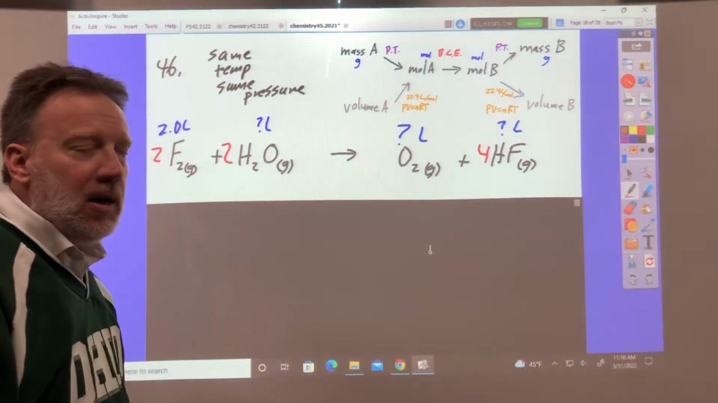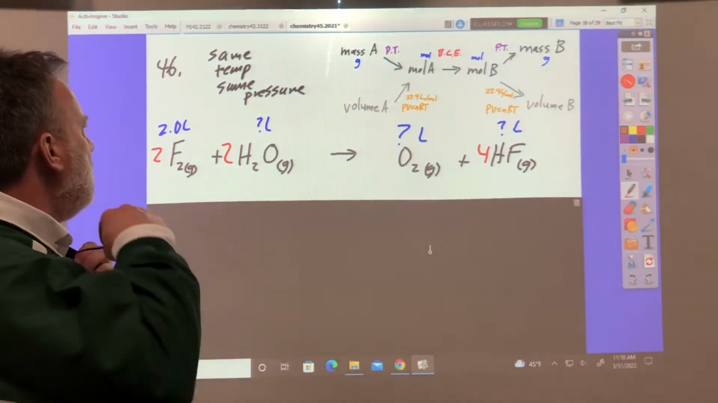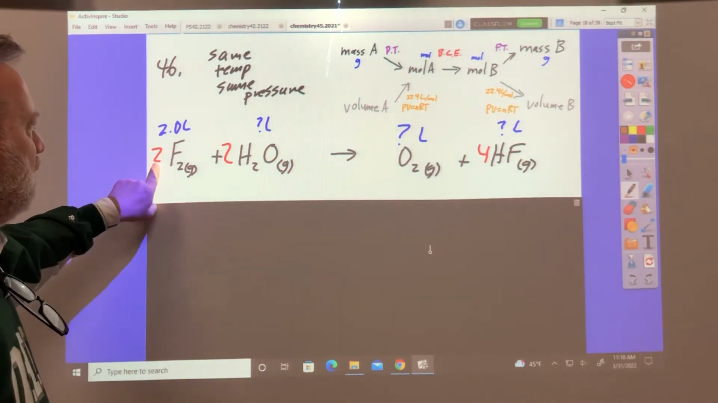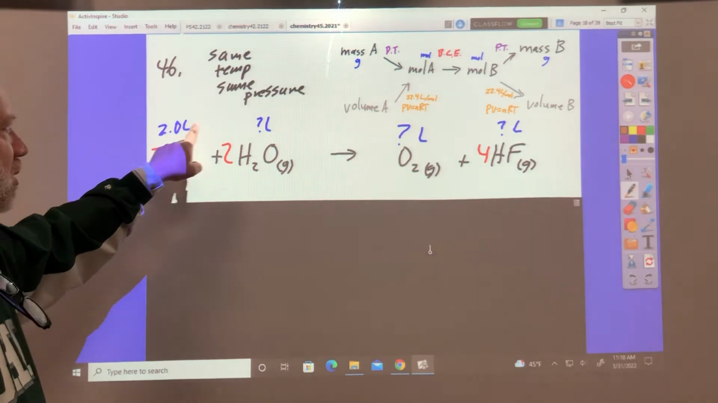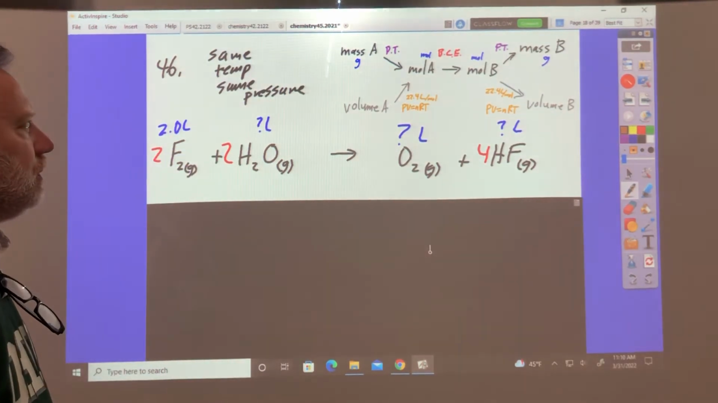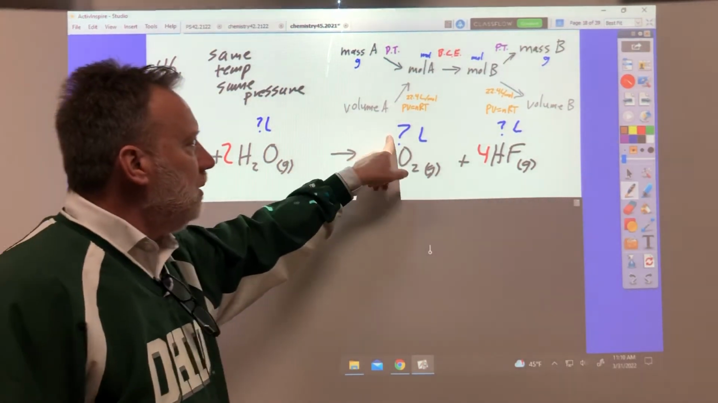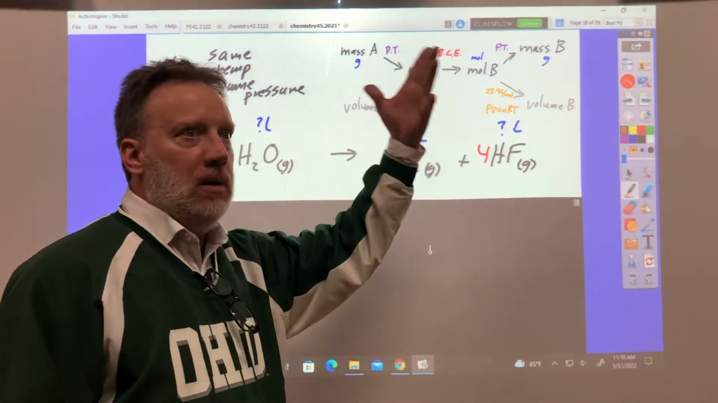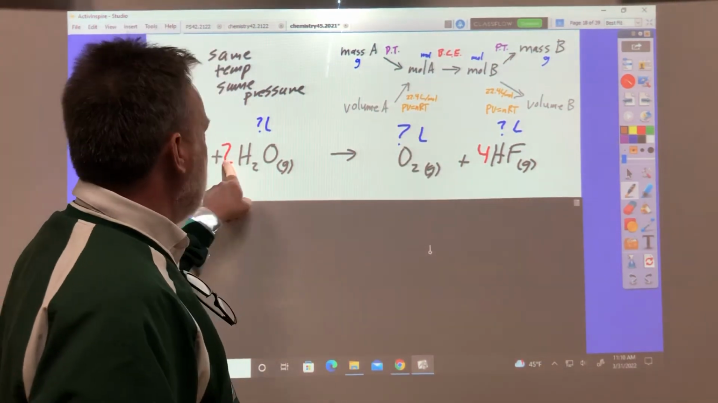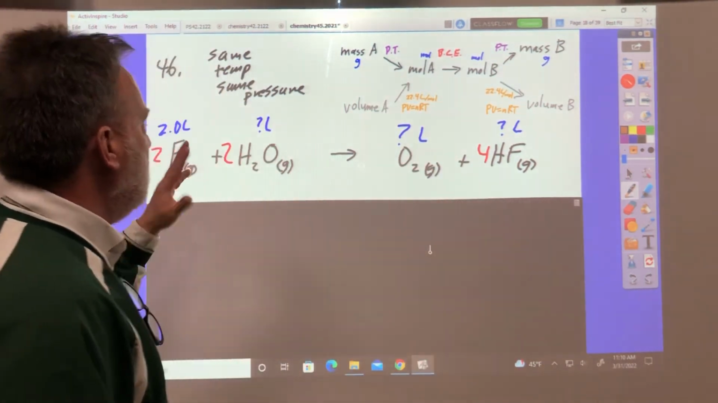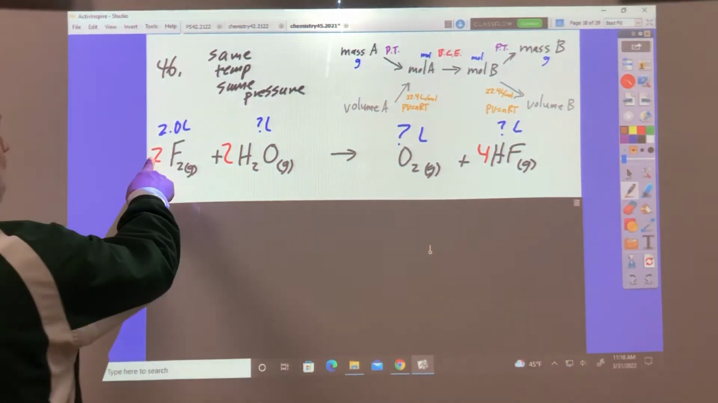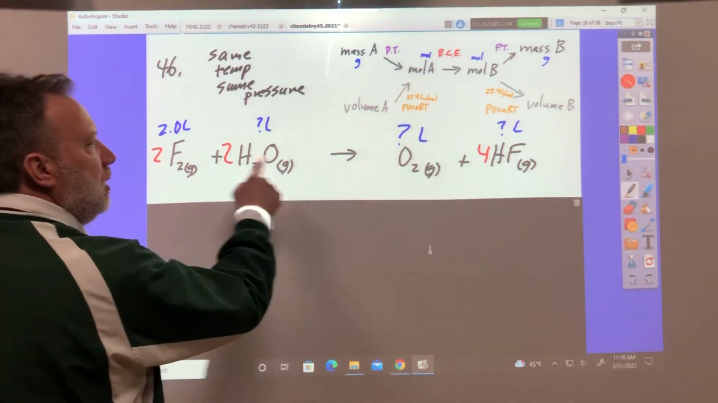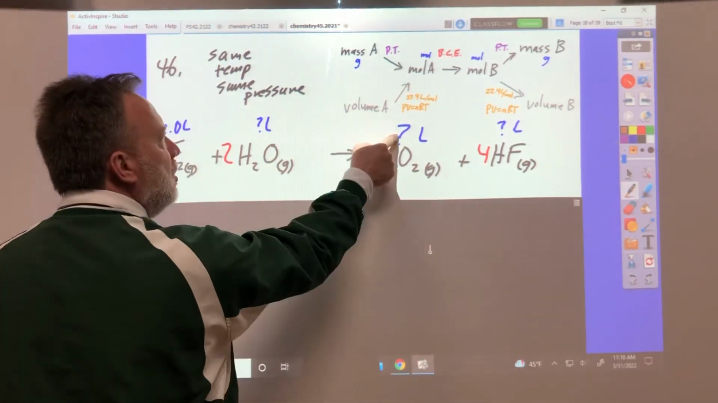You can shorten this up though, because you don't have to do it every time. Look, this is 2 to 2. So the liters should be 2 to 2, 2 to 1, and 4. These numbers are the liters as long as all the pressures and temperatures are the same. So 2 is to 2, 2 is to 1, 2 is to 4.